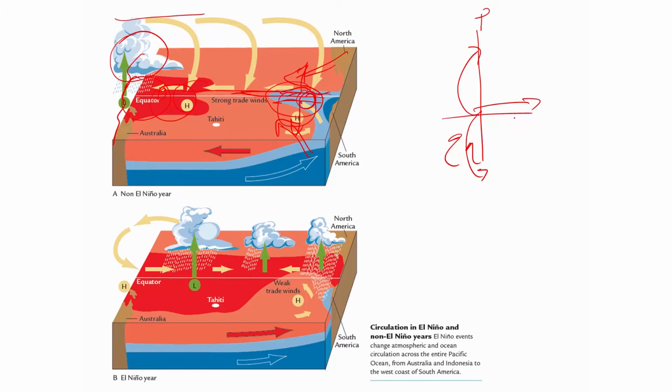You can look up the Hadley cell module and the Walker cell module for this, but essentially air is not only going towards the poles, but it is also going towards the east and west. When it hits the tropopause, it will go in every direction. So this part that is going to the east and sinking is called the Walker cell.